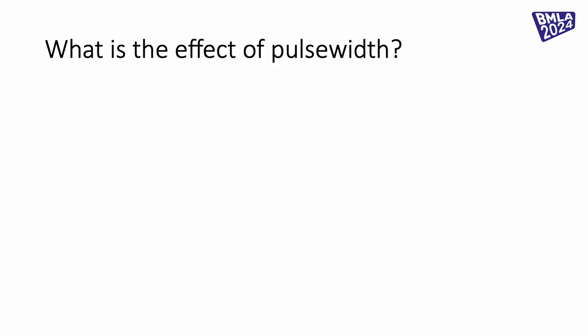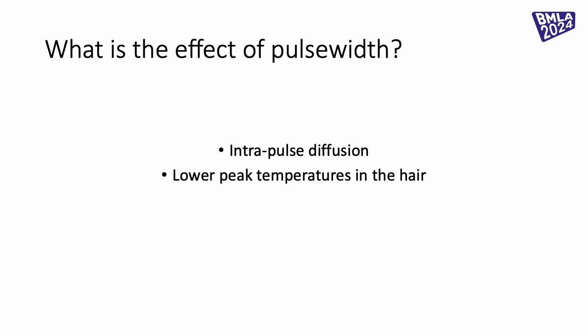So what is the effect of pulse widths? Well, during a long pulse width, the heat can escape from the hair into the surrounding tissue. As a consequence, the peak temperatures in the hair, the hair shaft itself where the melanin is, are going to be lower compared to an instantaneous temperature rise. But what happens to the temperatures at the follicle walls where the germ cells live? And the germ cells appear to be the real targets in hair removal treatments.